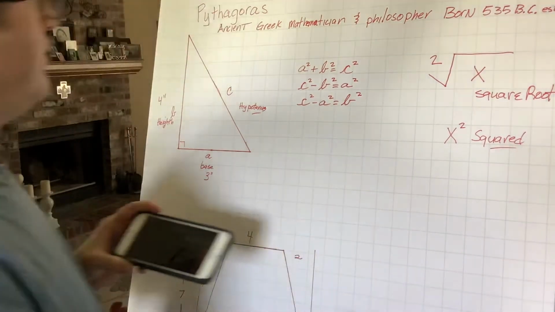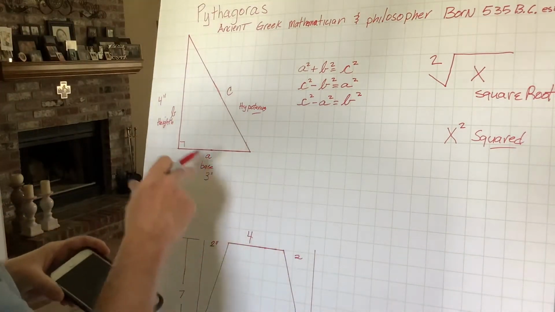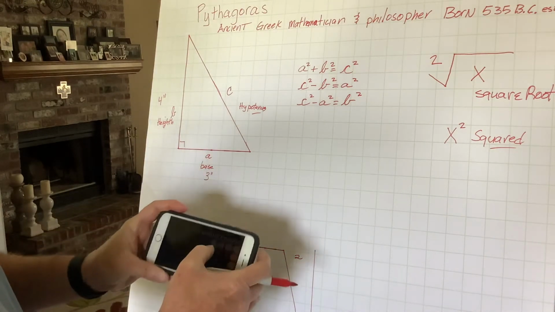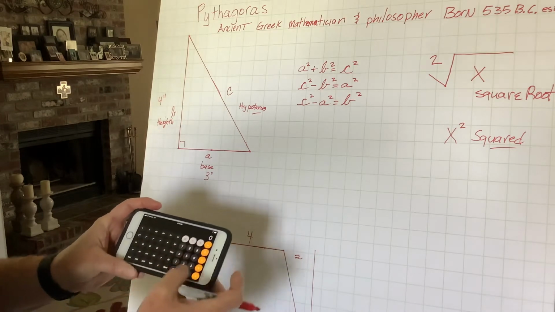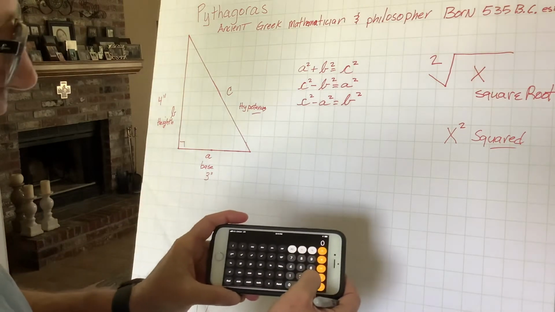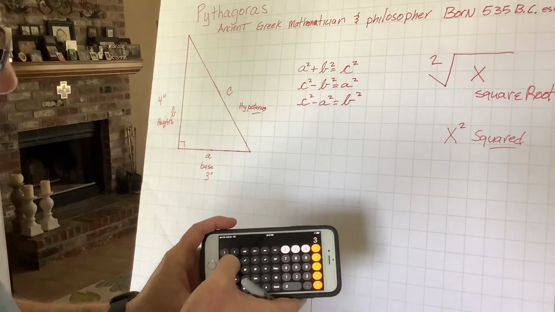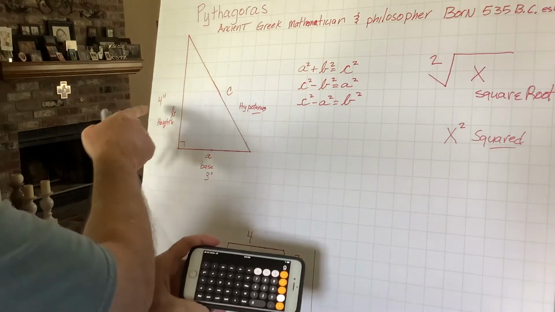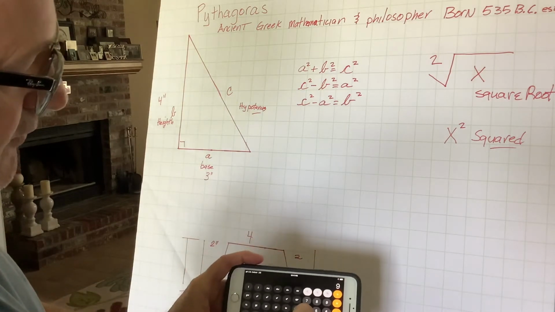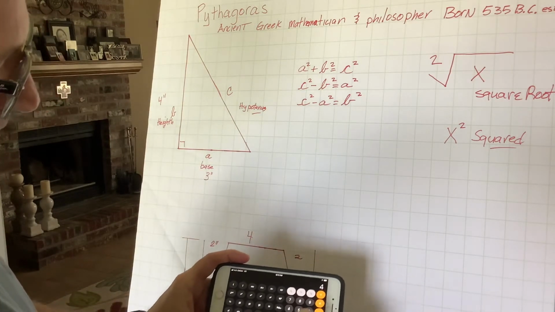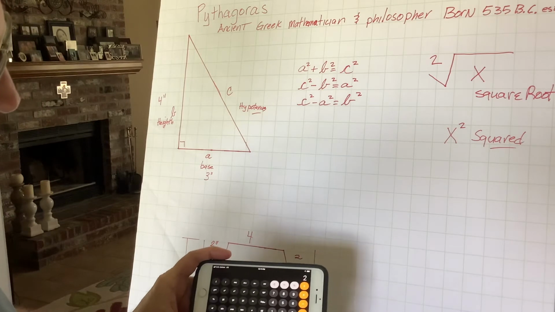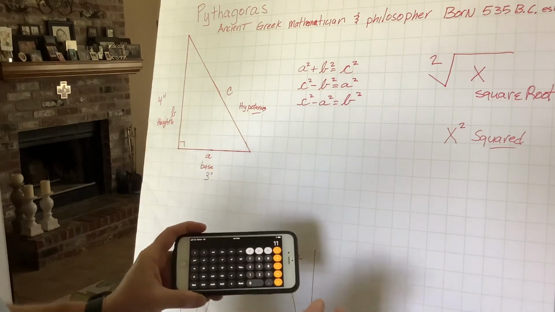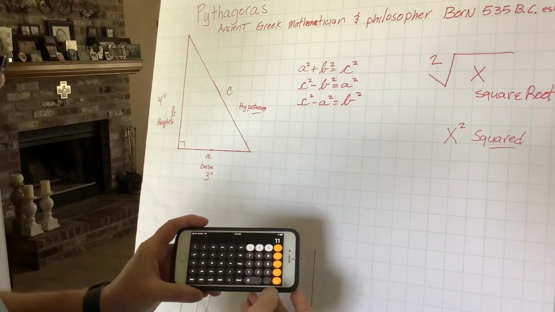Okay? So when we do this, in this particular case here, we'd say 3 times 3. So on my calculator, go to clear, I'm going to push 3 squared plus, in this case, 4 squared equals 25. And then we want to figure out what the square root is.